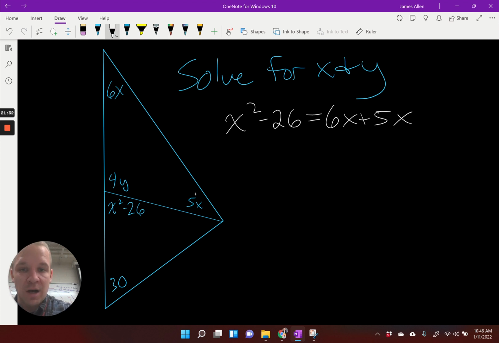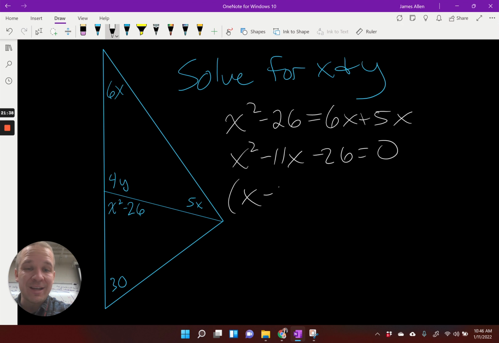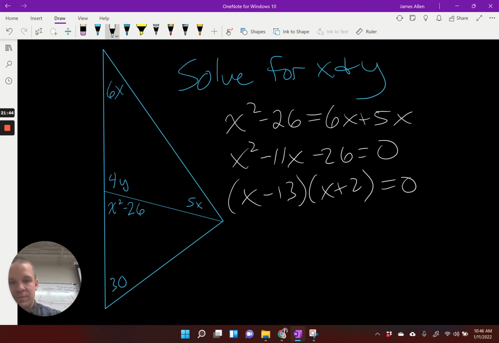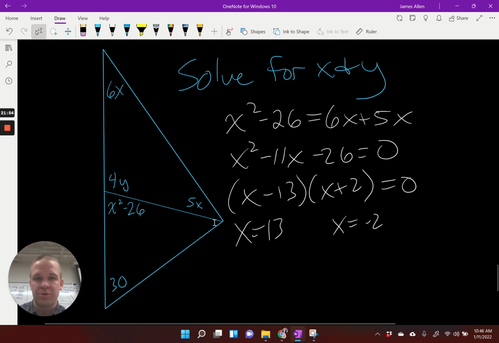So now I'm going to go ahead and solve. I'm going to get x squared minus 11x minus 26 equals 0. So I'll have x minus 13 and x plus 2. So far, everything is checking out from doing this problem in my head. All right. X is going to equal 13 and x is going to equal negative 2. Negative 2 plugged back in would give me two negative angle measures. That's not okay. I'm going to work with the 13.